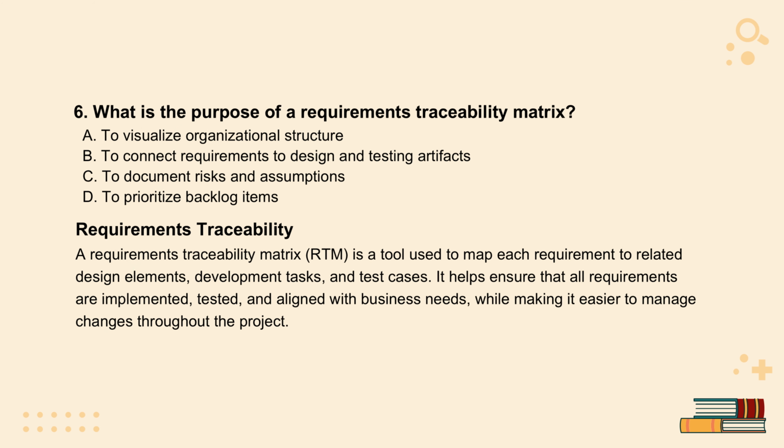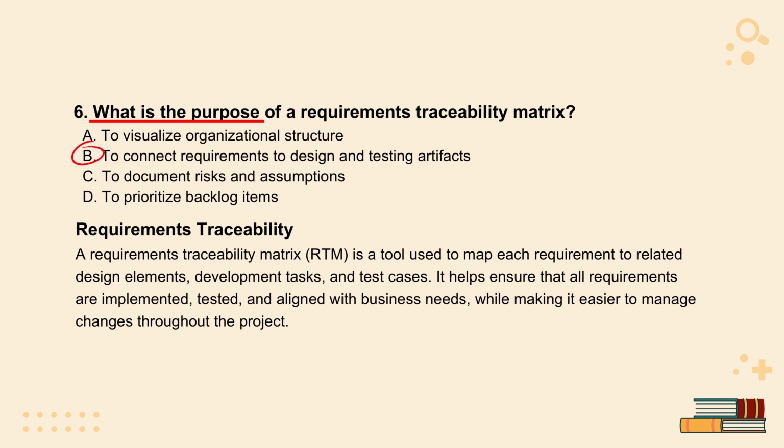Okay, question 6 takes us into tracking. Often overlooked, maybe. What is the purpose of a requirements traceability matrix? The answer is B, to connect requirements to design and testing artifacts. Why is making that connection so important? It's absolutely crucial, though, maybe not the most glamorous part. Imagine building something complex, like that house again, but without keeping track of which part of the plan relates to which wall or which electrical circuit.